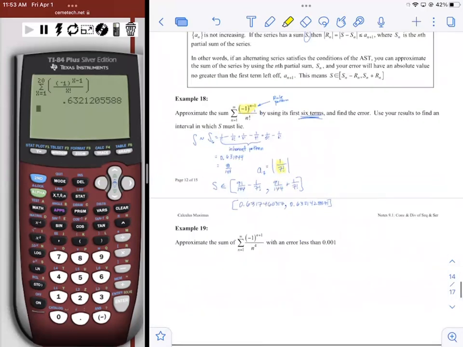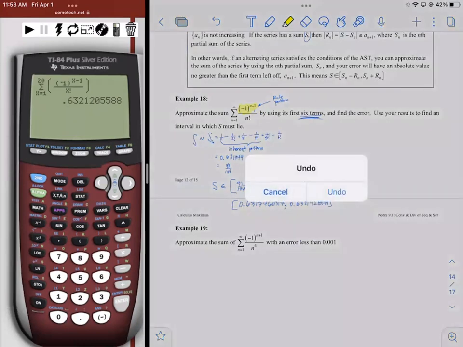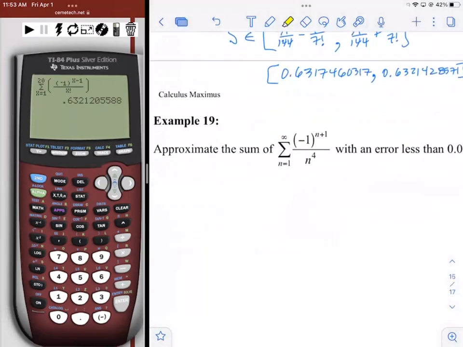Sweet potatoes. Okay. Comments, questions so far? So good so far? All right, let's go to example 19.